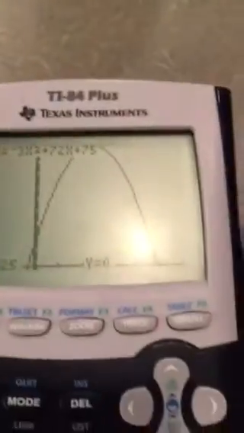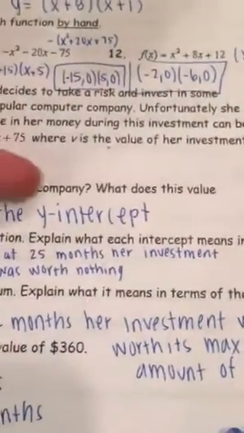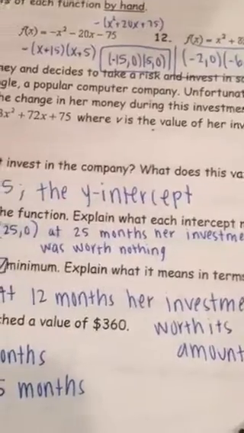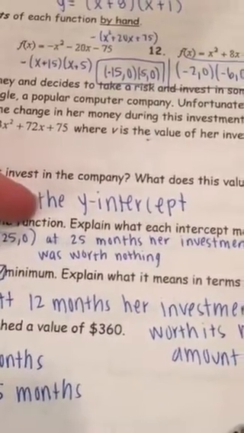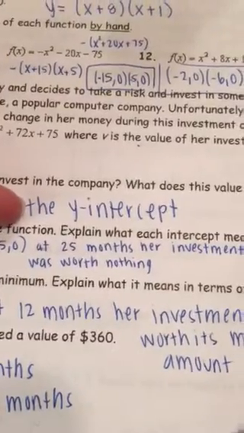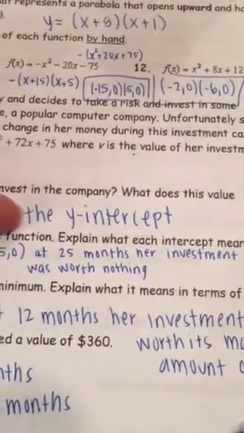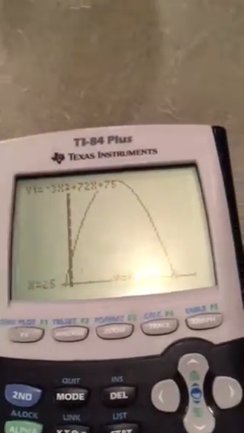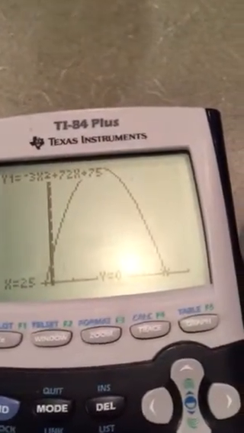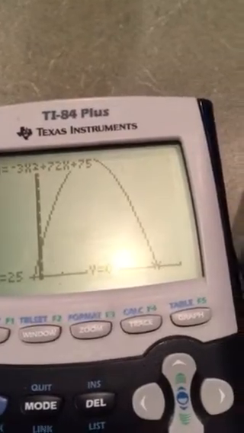To explain what that means, at 25 months her investment was worth nothing. That's what the 25 and the 0 mean: 25 represents the months, 0 represents the investment. The other one, negative 1, 0, wouldn't really make sense, because negative 1 is clear over here, and that means before the investment even started, hence why the investment was 0.